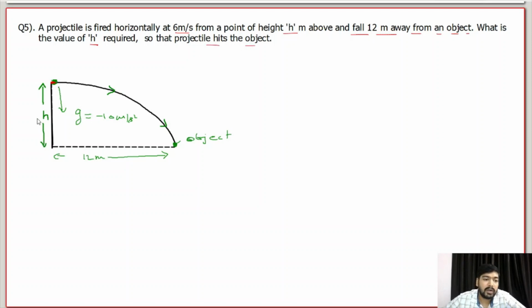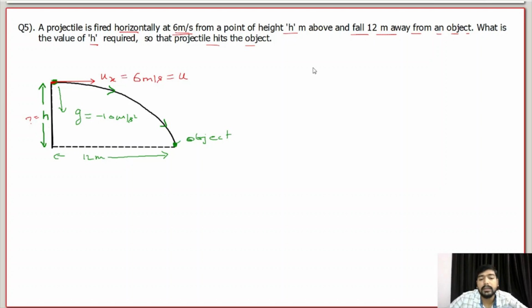So what do they want? They want to calculate the height from which, if it is thrown from here with velocity 6, it should be thrown so that it hits the target. Here it is said horizontally, so only ux is given. That means the velocity u equals ux, the total velocity that only has a direction in x.